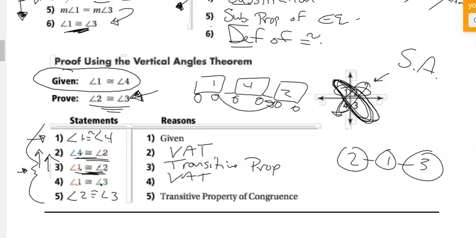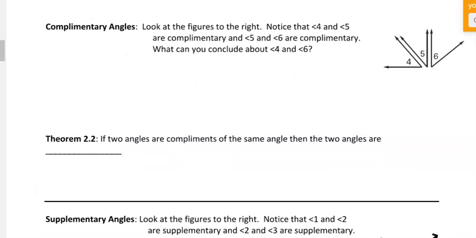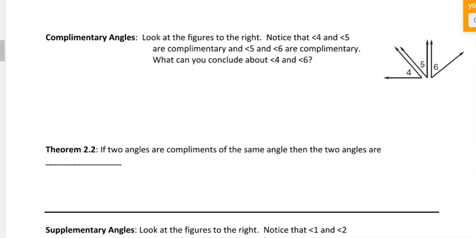Let's move on. Okay, on this one, it says, look at the figure to the right. Notice that 4 and 5 are complementary and 5 and 6 are complementary. What can you conclude about 2 and 6? Let's say this was 40 and these were complementary, then that one would be 50. And if these ones are also complementary, if that one was 50, then that was 40.